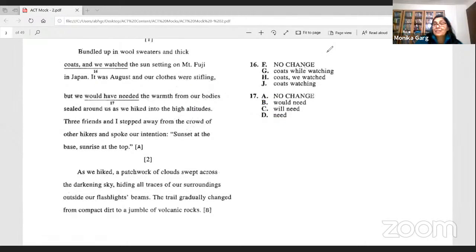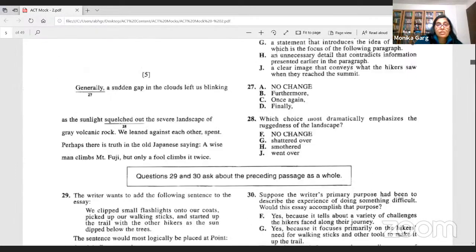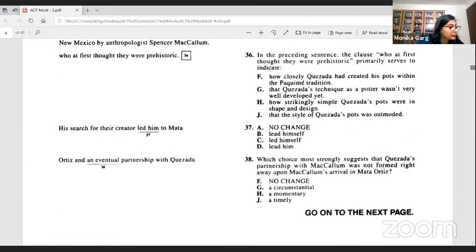Then we move to next category of questions, which is pronoun agreement. So we have 3 questions in this test which are based on this topic. I'll try and take at least 2. Yeah, question number 37. His search for their creator led him to Meta Ortiz. When I say search for the creator, options are led him, lead himself, led himself, and lead him.